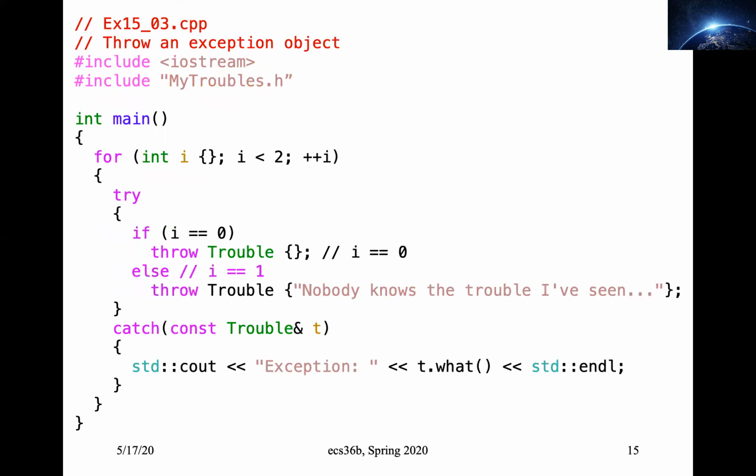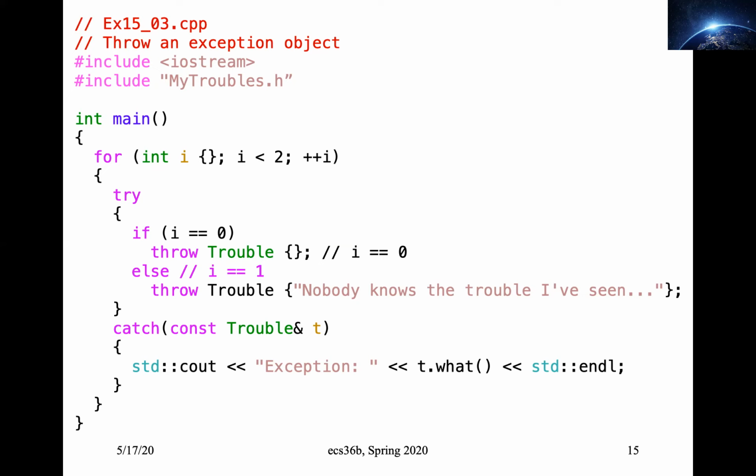And now this is an example of how to use that. By the way, this is an example in the exceptions chapter, chapter 15, number 3. I think it's the third exercise. So take a look at the code. The way we do it is, of course, we include myTrouble.h, and then I simply write the loop. The program has a loop that will iterate twice.